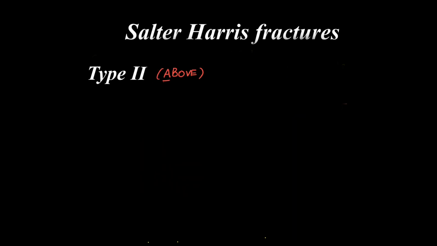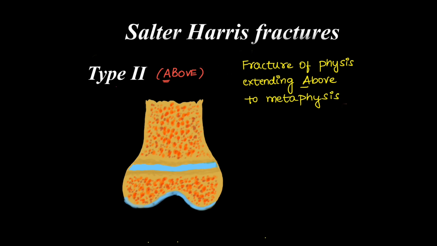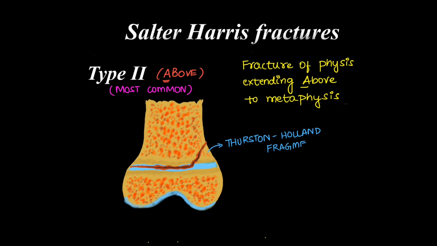Coming to type 2 or above, remember A. The fracture line enters the plane of physis and exits through the metaphysis or extends above to the metaphysis. This is the most common type of Salter-Harris fracture. The fracture looks something like this, extending through the physis and above till the metaphysis. So this triangular fragment is also called the Thurston-Holland fragment.